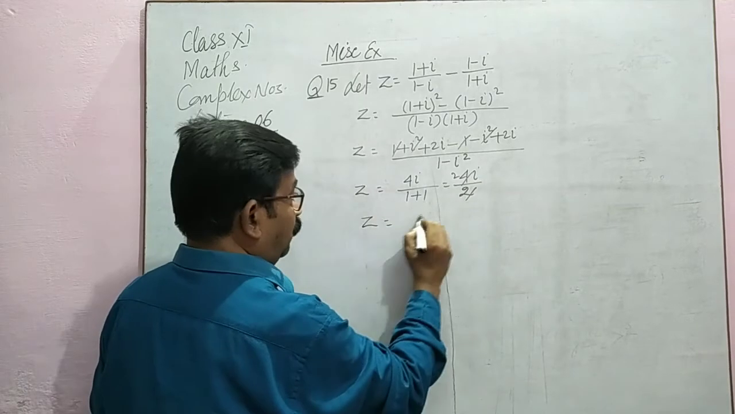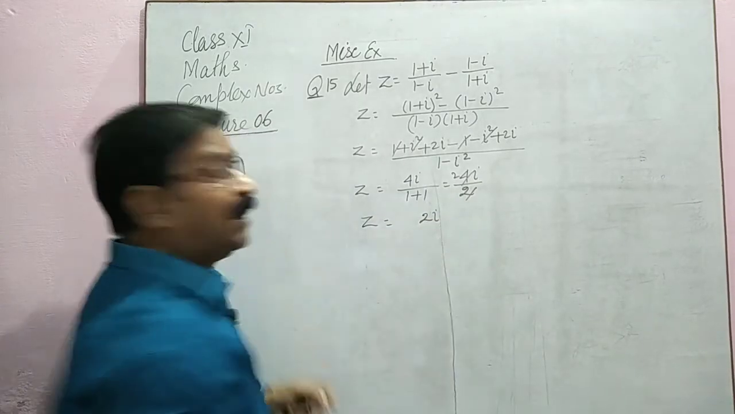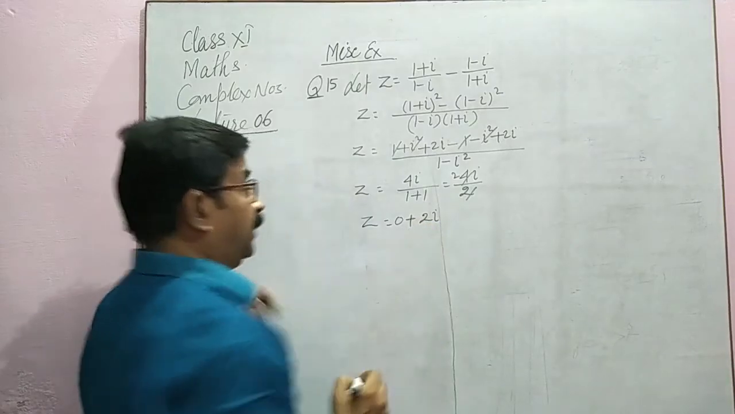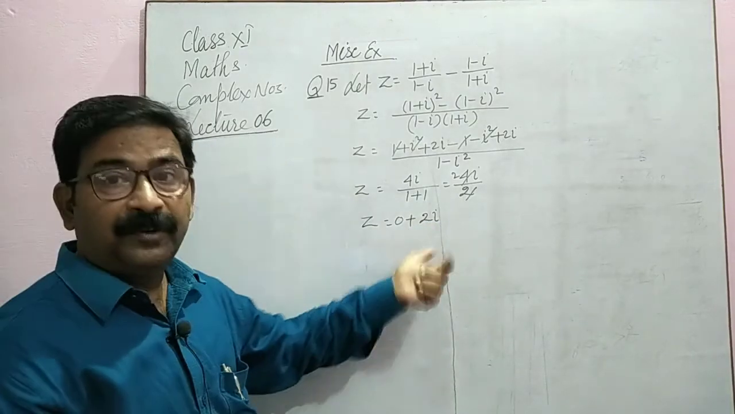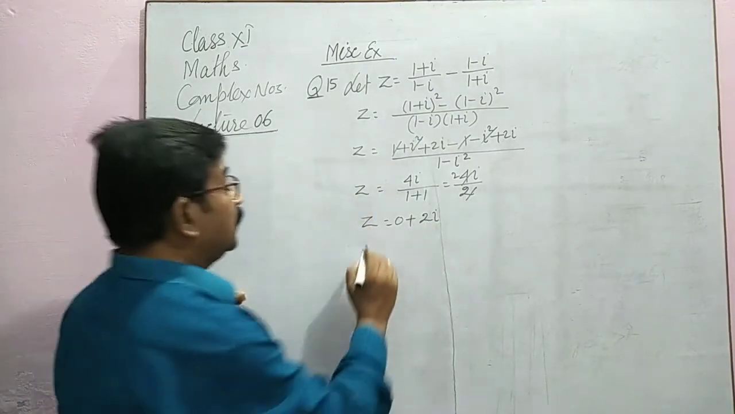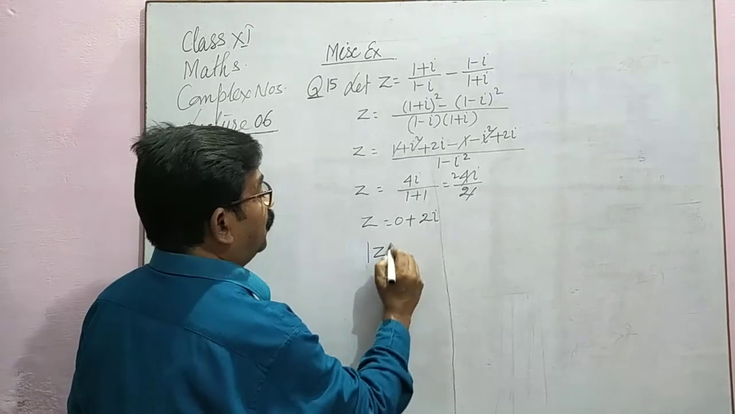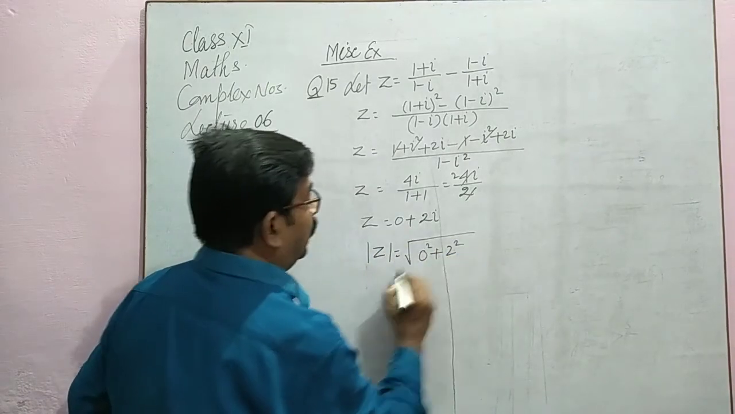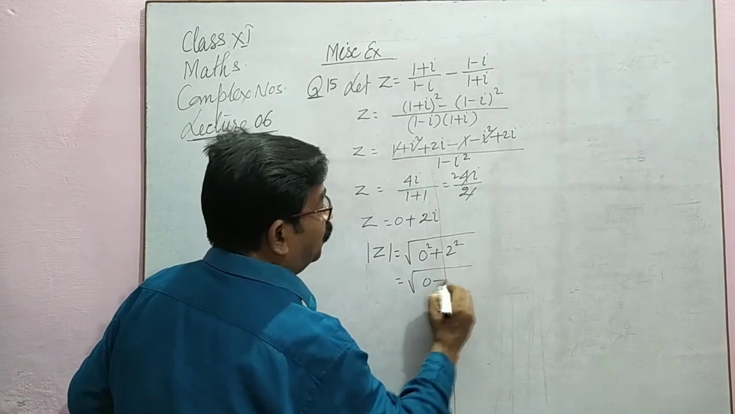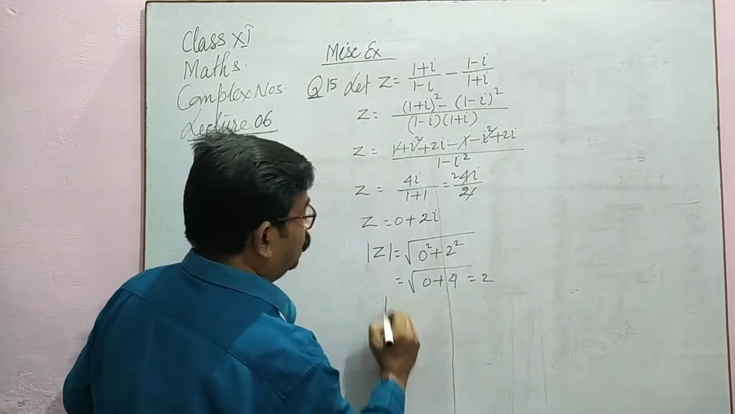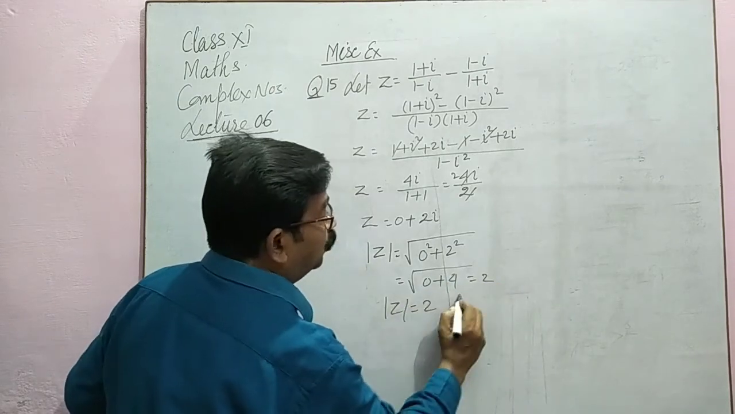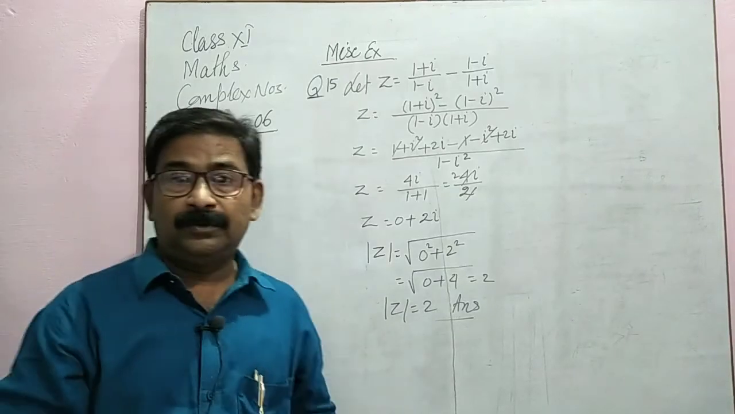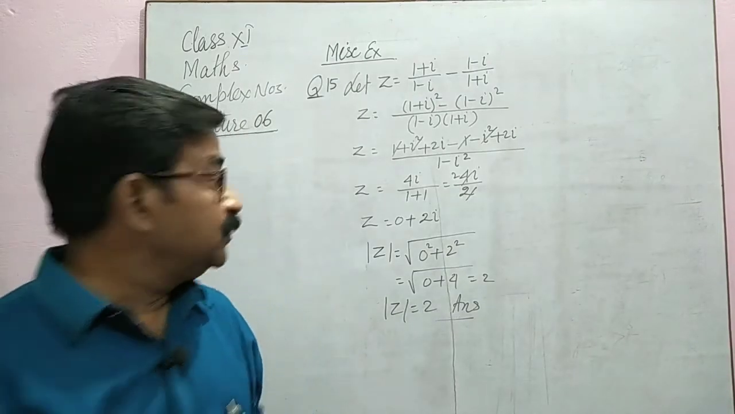So we have 4i upon 2, 2 to the 4, so z is equal to 2i. To write this as a proper complex number, we can write 0 plus 2i. The real part is 0. And after this, get its modulus. Mod of z is equal to under root 0 square plus 2 square. We have got 0 plus 4, which is equal to 2. So mod of z is equal to 2, that is your answer. Any doubt? I think no. Very simple question.